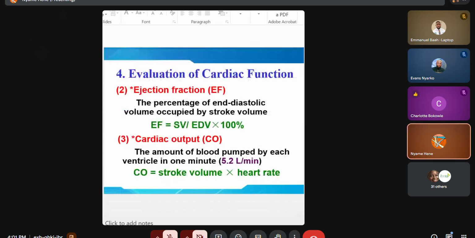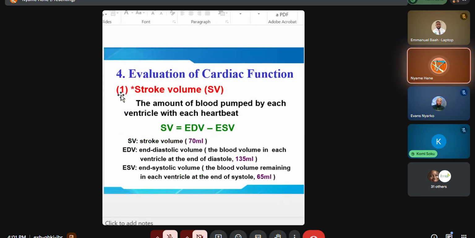Any question? These three terms, these three terminologies, I wanted you to understand.